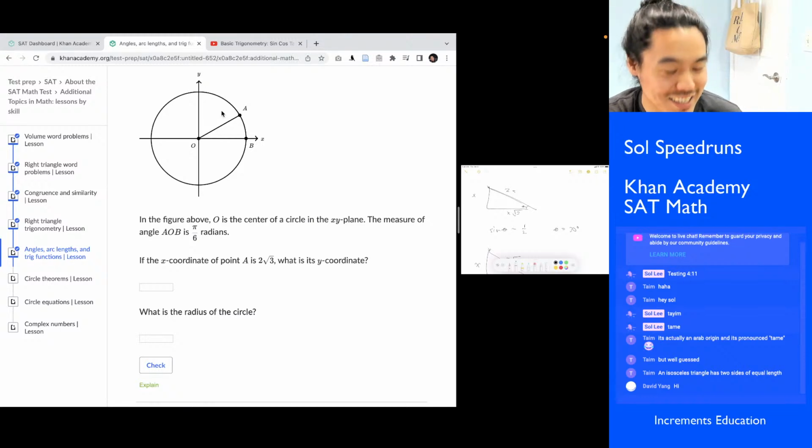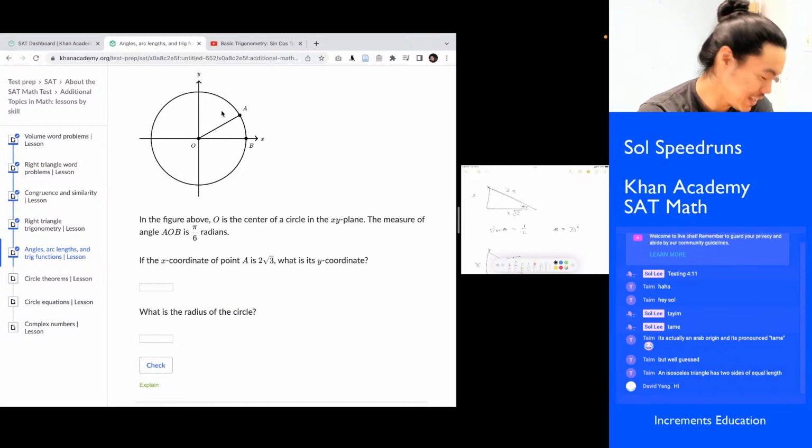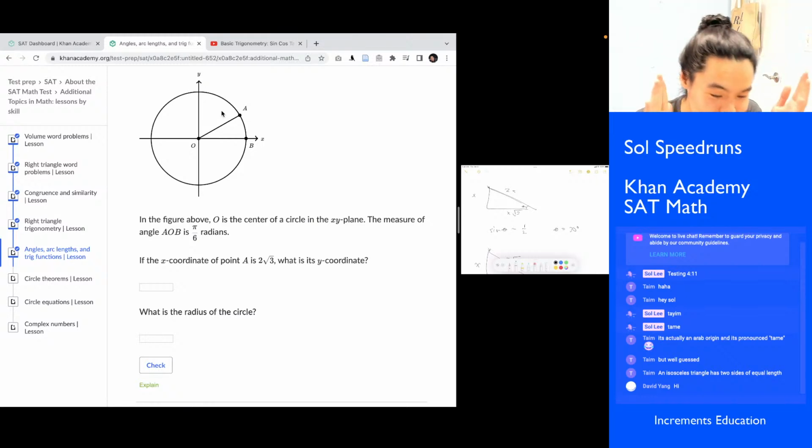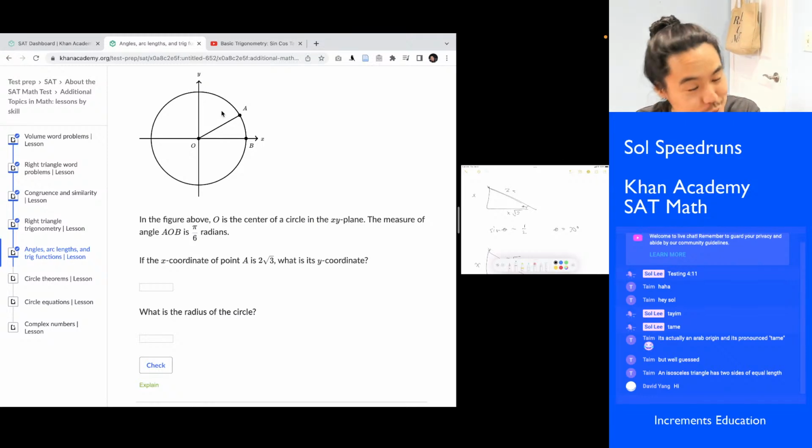Guys, I'm struggling. I'm inarticulate, mumbo jumbo right now. Hang on. The x-coordinate is 2 square root of 3. 2 square root of 3. Which means what? What does that mean? I don't know what that means.